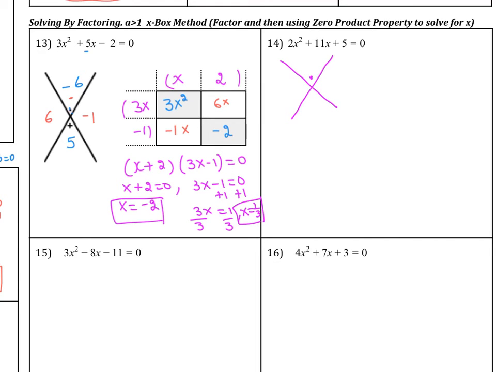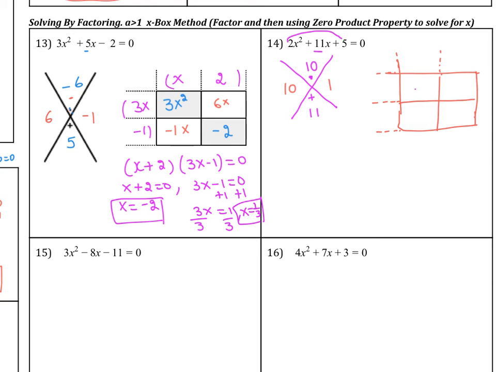For number 14, we made a cross, and the top number should be the product and the bottom number should be the addition. So the bottom number should be 11 and the top number is 2 times 5, that is 10. Now we are looking for two numbers. When we multiply we get 10 and when we add them we get 11. So the two numbers are 10 times 1. Now we are going to make a box.